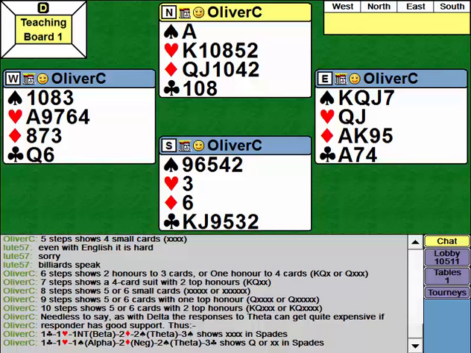So the first example there shows a five-step theta response, which shows four small. The second response shows a two-step response that shows a singleton top honor or two small. In the first example, you had a low-level beta and then theta. The second example, you had an alpha ask over one heart. That got a negative response, and then a repeat alpha in the same suit, which is a theta. So then responder shows exactly, or almost exactly, what they have.